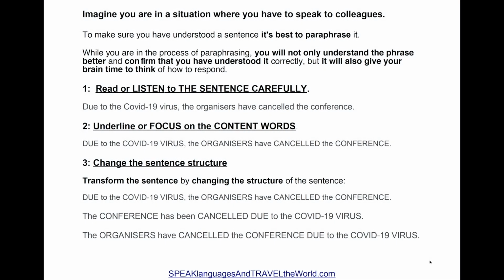So imagine you're in a situation where you have to speak to colleagues. To make sure you've understood a sentence, it's best to paraphrase it. While you're in the process of paraphrasing, you'll not only understand the phrase better and confirm that you've understood it correctly, but it'll also give your brain time to think how to respond.